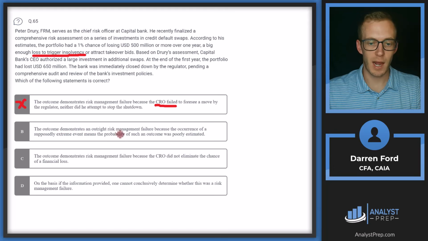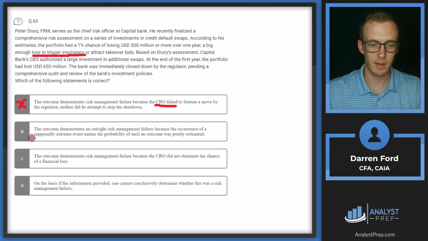B, the outcome demonstrates an outright risk management failure because the occurrence of a supposedly extreme event means the probability of such an outcome was poorly estimated. We can rule that out as well. Just because the outcome didn't align with the process doesn't mean that the probability was off. Maybe that 1% chance of outcomes really did happen and they lost more than that amount because that thing did happen.